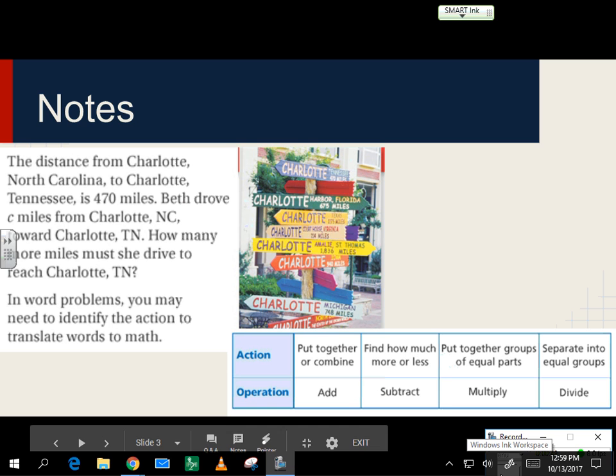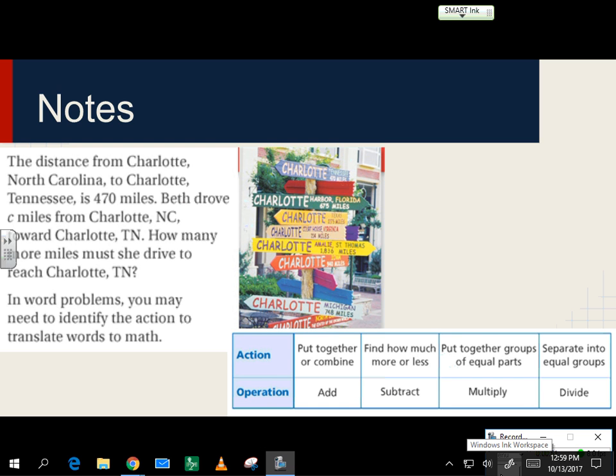All right, so take a look at this sign. It's got all the Charlottes, or at least most of the Charlottes in the United States marked. And it's the distance from Charlotte, North Carolina to all the other ones. So it shows that Charlotte, North Carolina to Charlotte, Tennessee is 470 miles. So Beth drove C miles from Charlotte, North Carolina towards Charlotte, Tennessee. How many more miles must she drive to reach Charlotte, Tennessee?